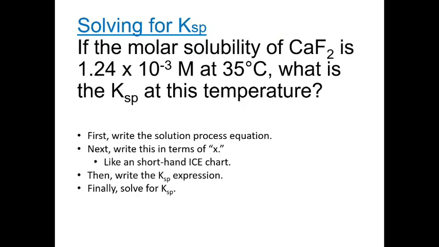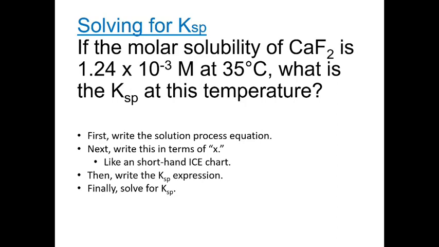All right, so first up, we're solving for KSP. It says if the molar solubility of calcium fluoride is 1.24 times 10 to the negative third molar at 35 degrees Celsius, what is the KSP at this temperature? We can't just look on the table for the answer this time because it's a new temperature. It's 35 degrees Celsius.